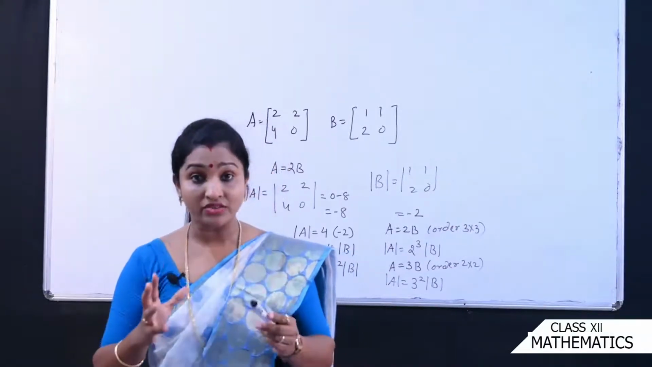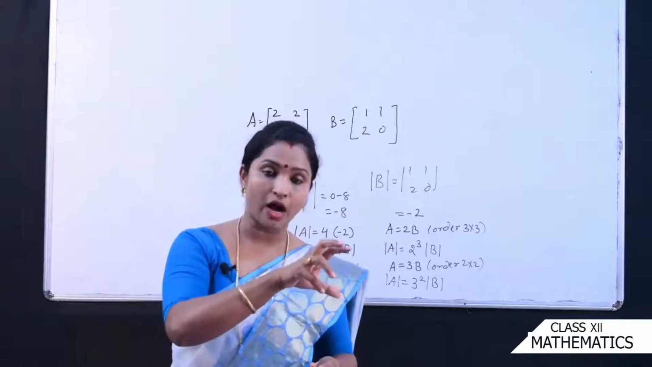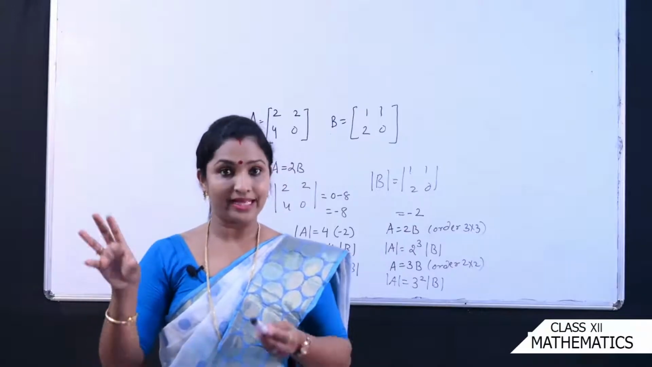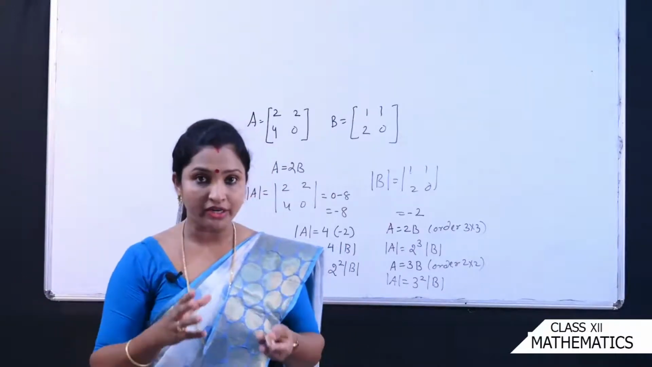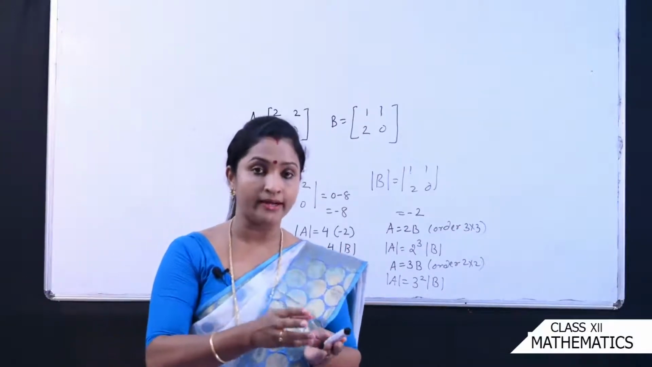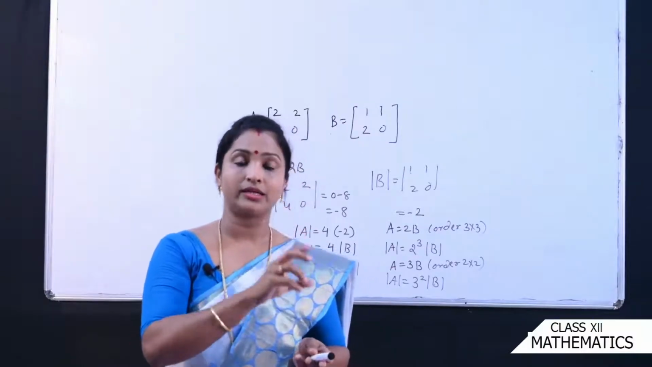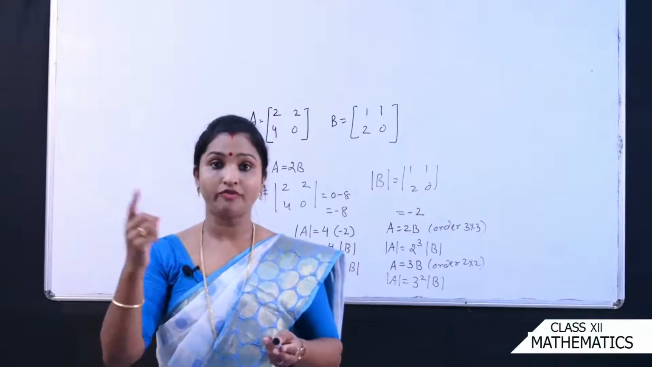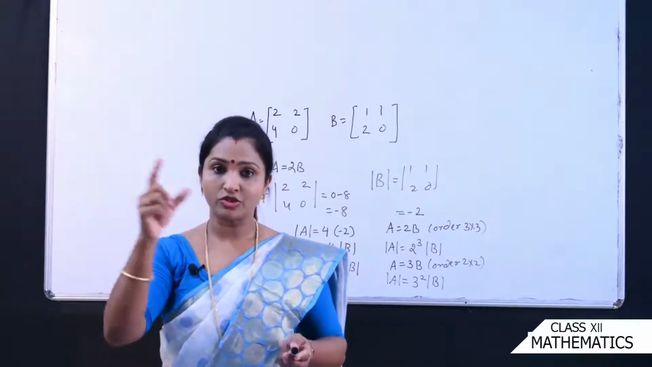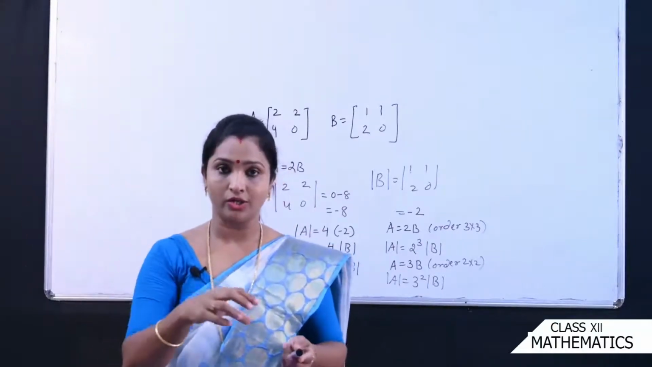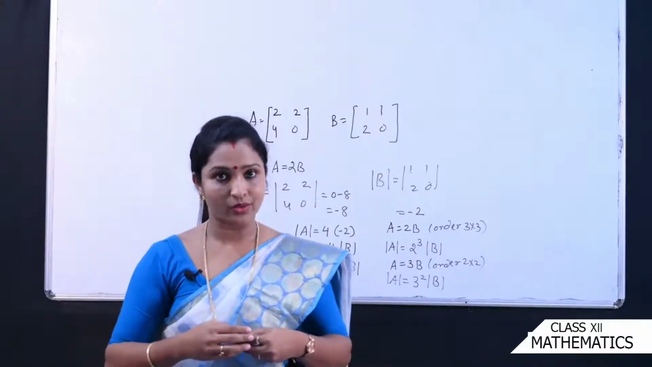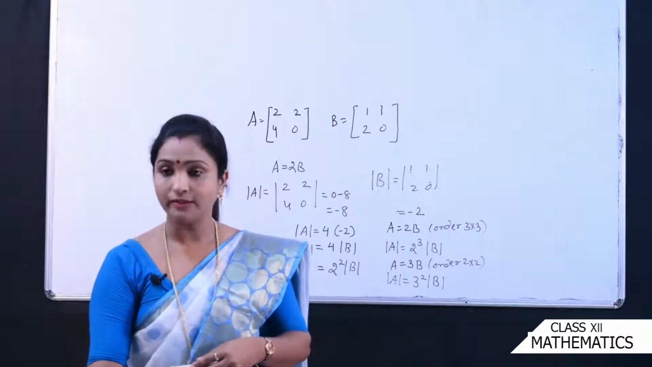Why is this so? Because in a matrix, if you have a constant outside, that element gets multiplied with each and every element inside the matrix. But in the case of a determinant, if a constant is outside, that constant is multiplied to a particular row or a column. So when you take out one element from each row, first row, second row, third row, the power will be according to the order of the matrix. Okay, is that clear?